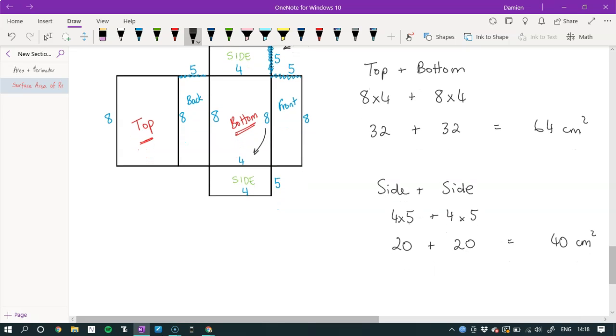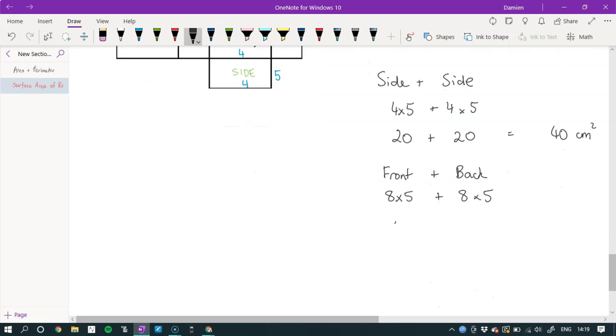And then finally, you've got the front and the back. And the front and the back then is going to be 8 multiplied by 5. That's going to give you the front, but the back is exactly the same. 8 multiplied by 5. So that gives us a total of 8 5s are 40 plus 40, which is going to give us 80 centimeters squared.